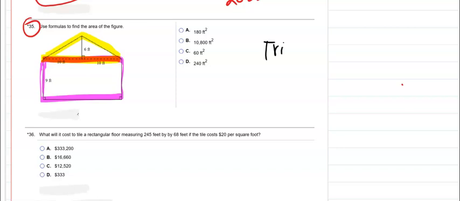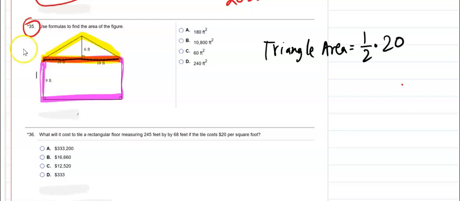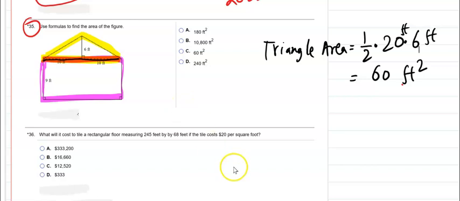Triangle area formula is half times base times height. Base is 20 because this is 10, this is 10. This total length is called the base, which is 20 times 6, which gives you 60 square feet, because 20 is feet, 6 is feet, so you get square feet for the triangle area.